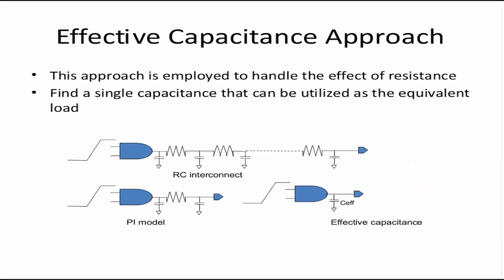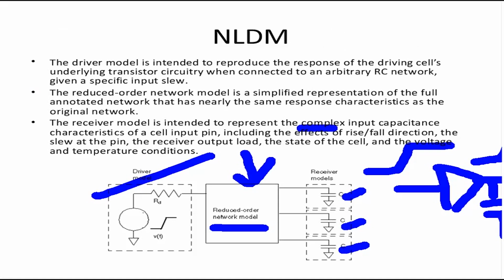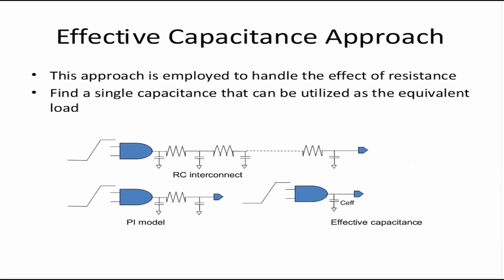Now let's talk about the effective capacitance. So what is effective capacitance? I summarize again: effective capacitance is a single capacitance value in the case of NLDM. Please note that effective capacitance is very specific to NLDM. It is a single value of capacitance used to represent the fan-out load of a single cell, right? The effective capacitance approach is employed to handle the effect of both R and C. It is a single capacitance that can be utilized as an equivalent load, in this case for the RC interconnect.